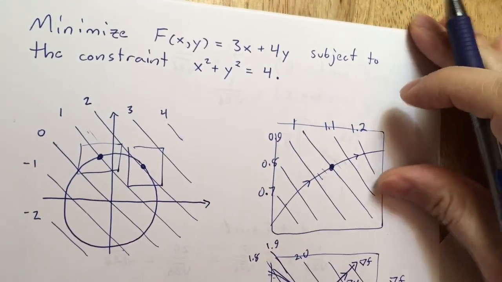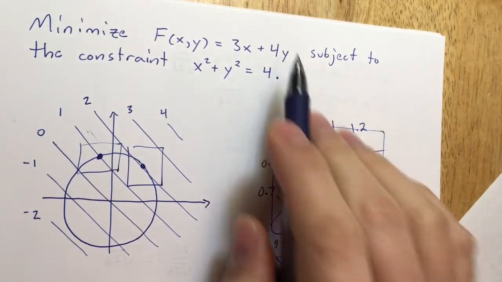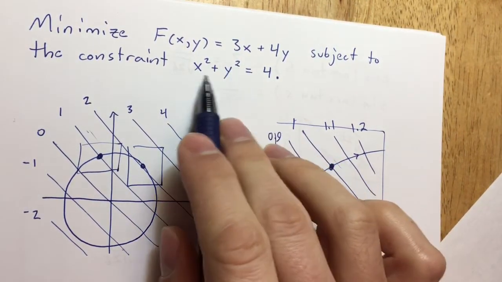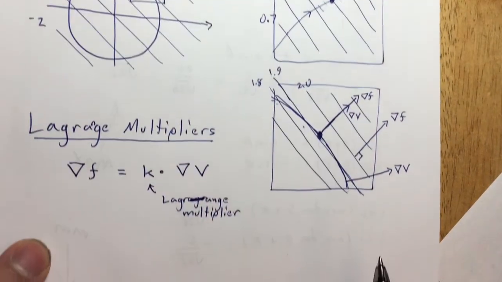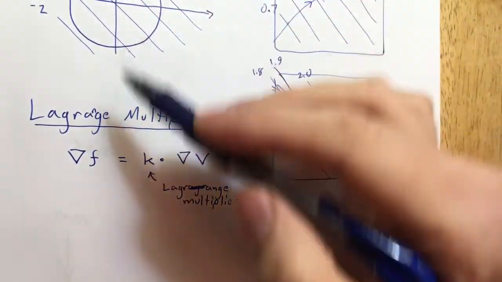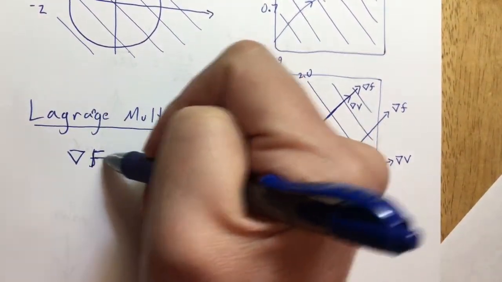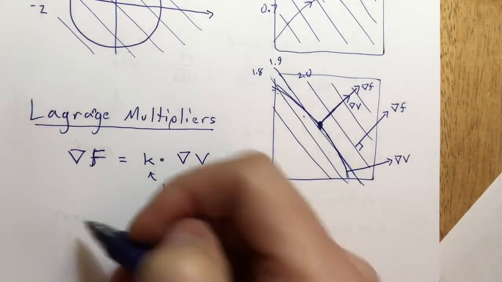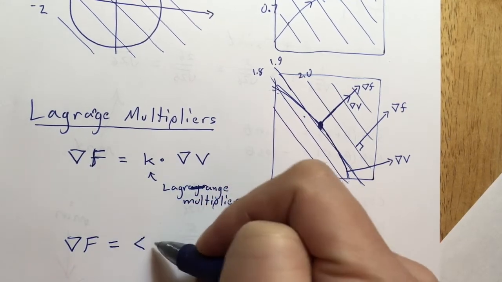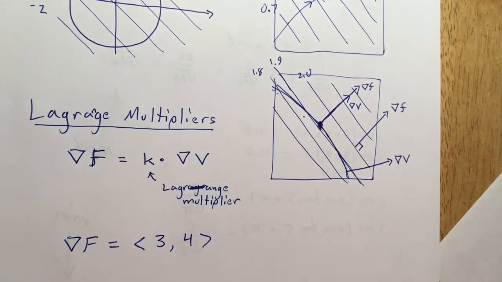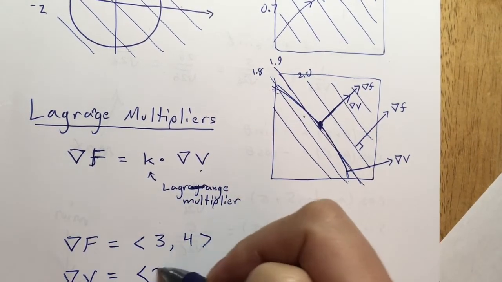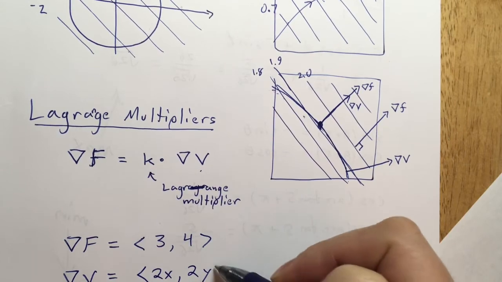So my original function was 3x plus 4y, so I have to take the gradient of that. My constraint is x squared plus y squared, so I have to take the gradient of that. All right? So my original function f, I changed from a capital F to a lowercase f. I guess I should have been using capital here. Let's go ahead and compute that. The function was 3x plus 4y, so its gradient is (3, 4). V was x squared plus y squared, so its gradient is (2x, 2y).